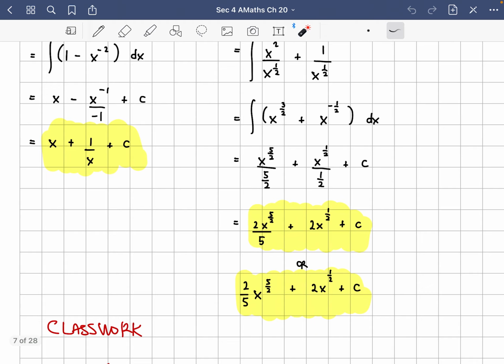So what is your answer for this question? If you have 5 over 2, how do you divide fractions again? You get the reciprocal of the denominator and then proceed to multiplication. So getting the reciprocal of this, you'll get 2 over 5 times x raised to 5 over 2. But if you want to write it like this, it's still correct. Okay, how about for the next one? You get the reciprocal of this, it becomes 2 over 1. So that's why this is 2x raised to 1/2 plus c. Okay, so your answers are correct. It doesn't matter if you write it like this or this, it's still the same.